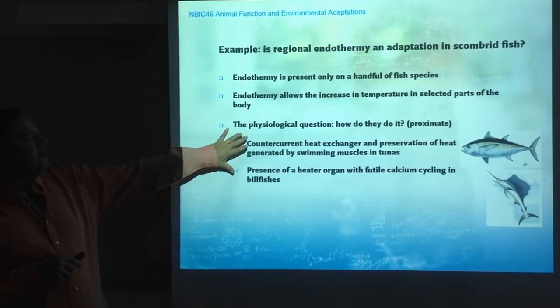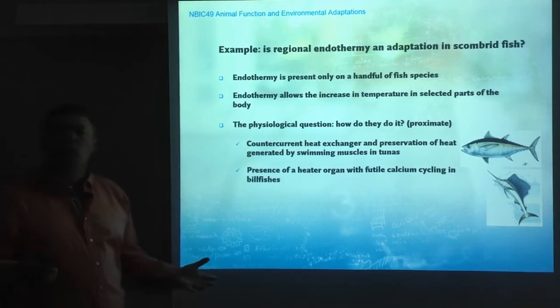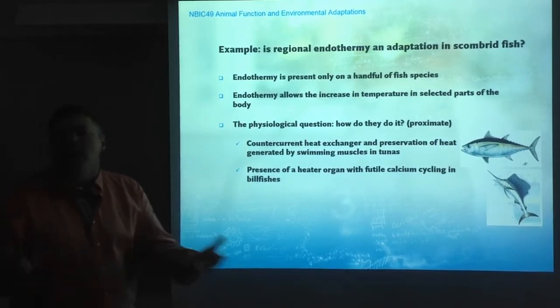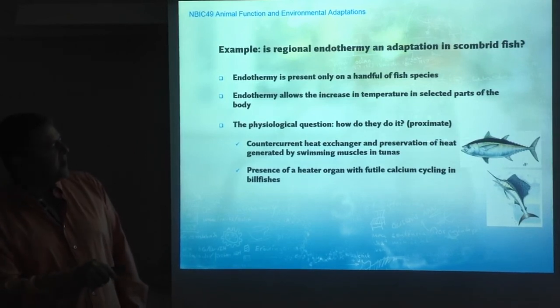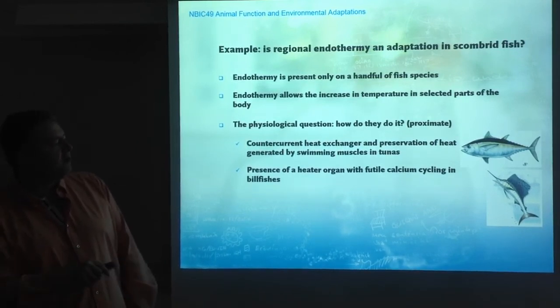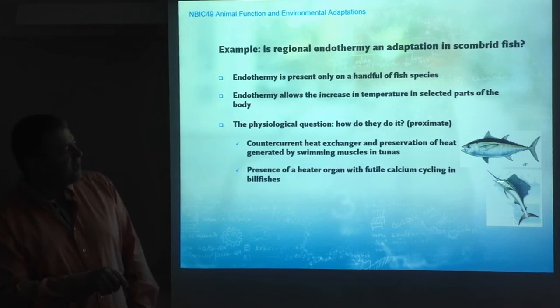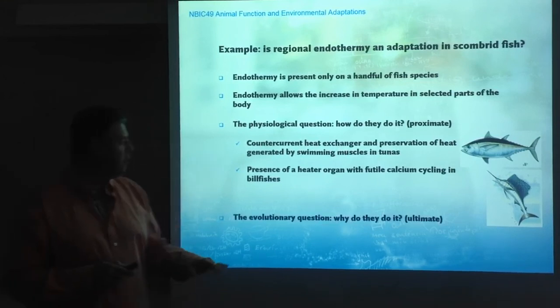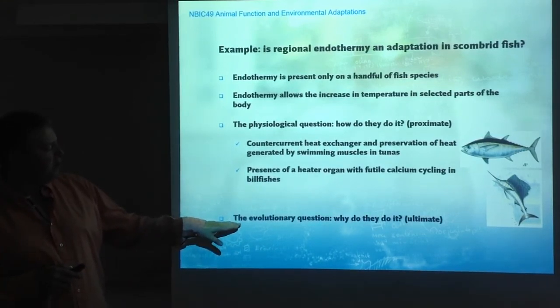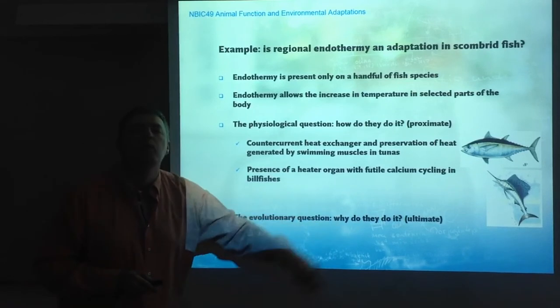We can have a physiological question here. How do they do it? That would belong to a physiology course, but we're not going to bother too much about this. We have tunas that have a counter-current heat exchanger in the muscles. We have billfishes that have a counter-current heat exchanger in the eyes for increasing visual acuity. But that's not what we are talking about in this lecture. What we're talking about in this lecture is the evolutionary question. Why do they do it?